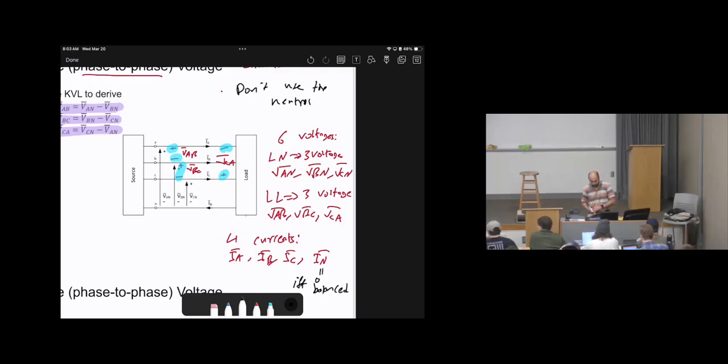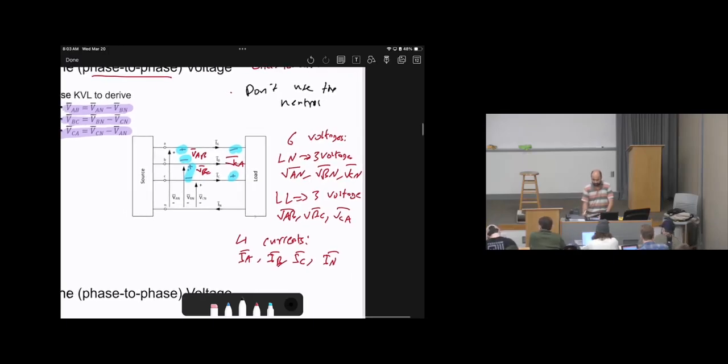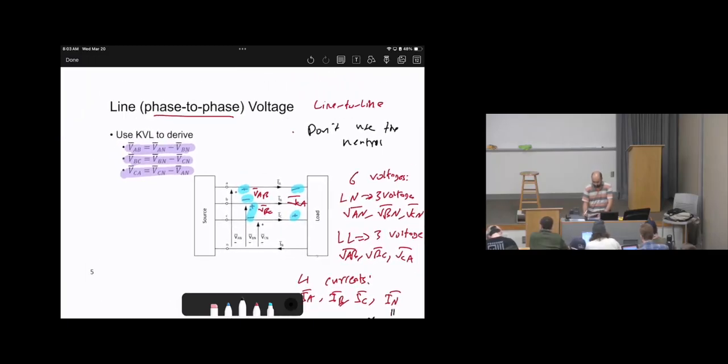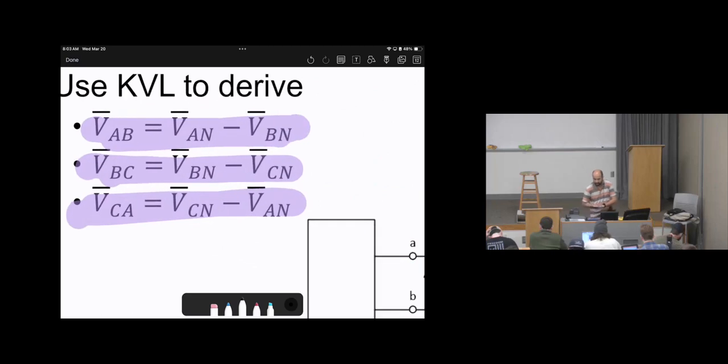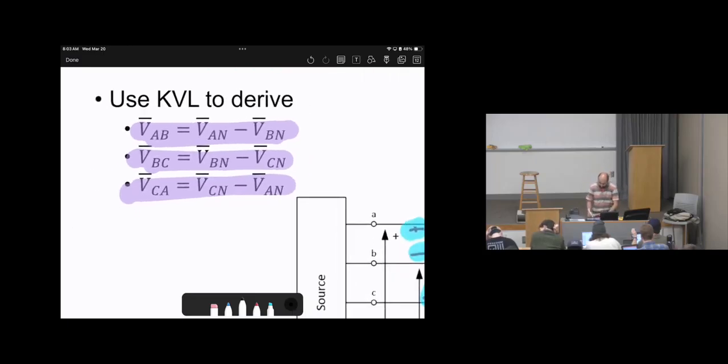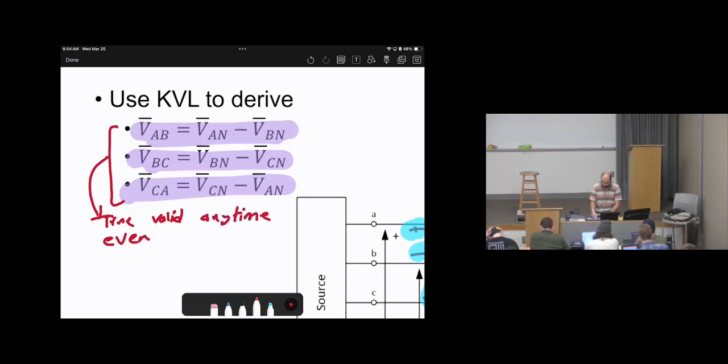Under a balanced situation, how do we calculate VAB, VBC, VCA, which is how to calculate line-to-line voltages? Those are the formulas governing this. VAB equals VAN minus VBN, VBC equals VBN minus VCN, VCA equals VCN minus VAN. These 3 formulas, keep in mind, are true and valid anytime, even if the system is unbalanced.